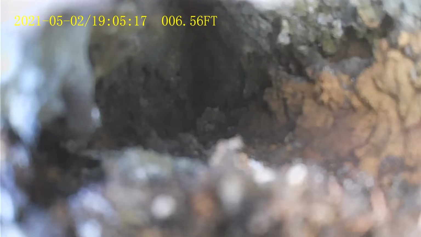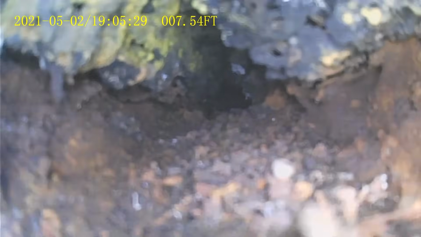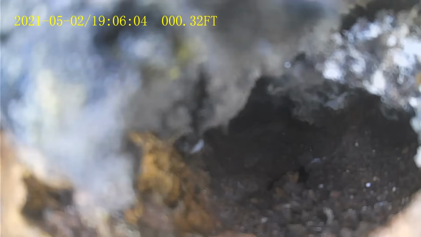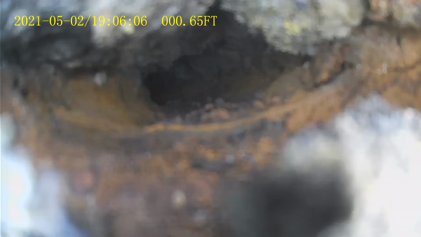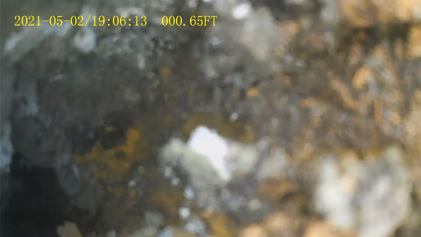Where does this? Oh wow, I'm pushing through. Where am I going? This is the inside of a cast iron pipe that is filled with rust. And what else is that? Let's keep pushing through. It's so rusted. I mean, it's just filled. It's collapsed. I don't know where I'm at now.